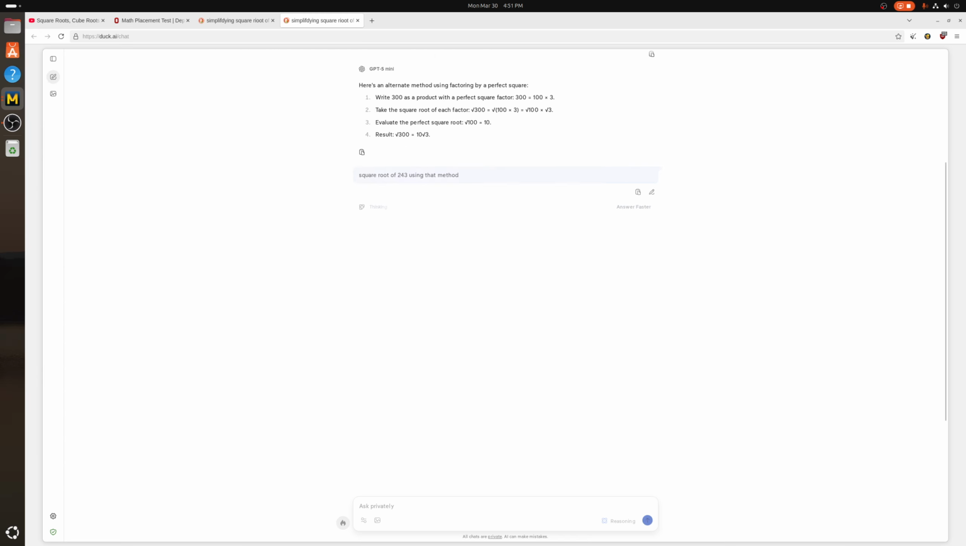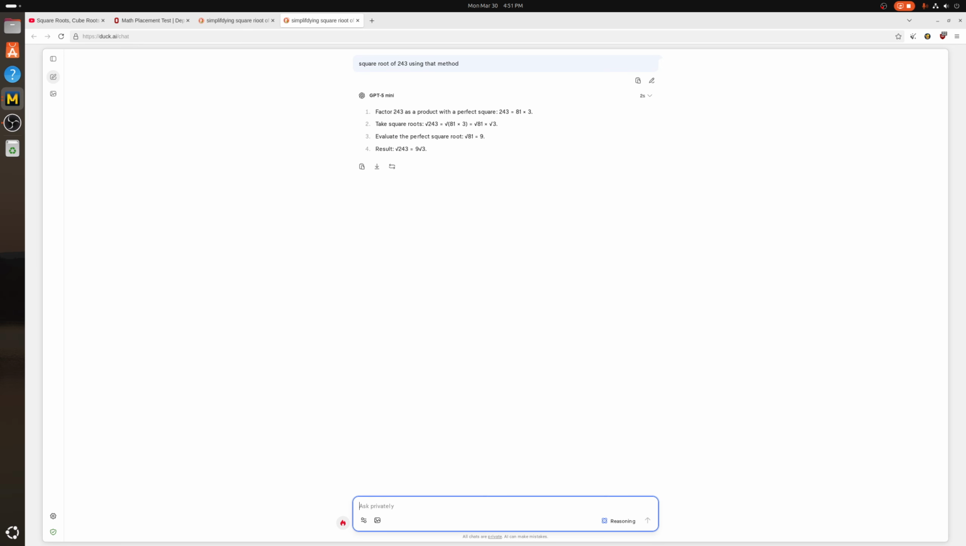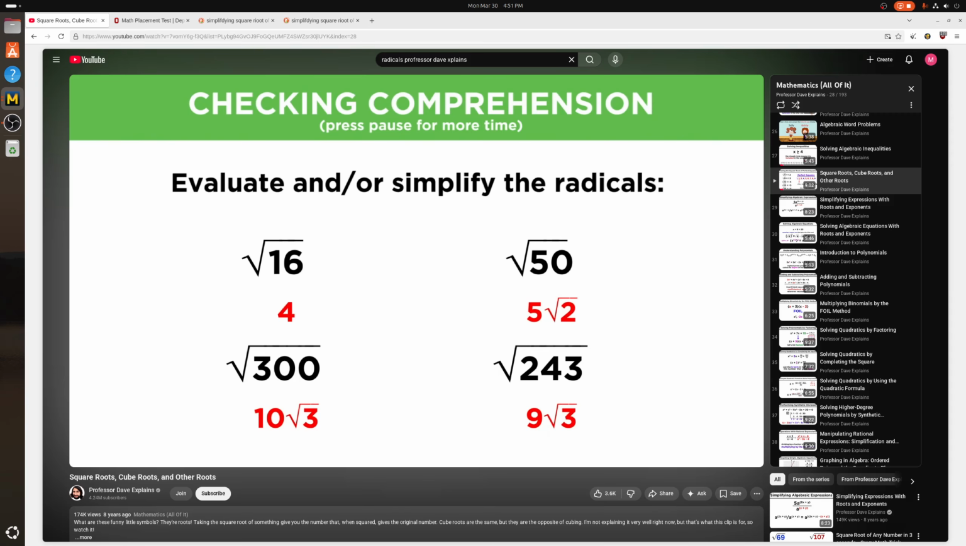Let's take reasoning here. Factor 243 as a product with a perfect square. 81 times 3. 81 and 3. Take the square root of 81, 9, root 3. Wow, I'm actually dumb. Alright, 50. You take 25 and 2, which is exactly what I did. And then 25 and... 5 and 2, okay.